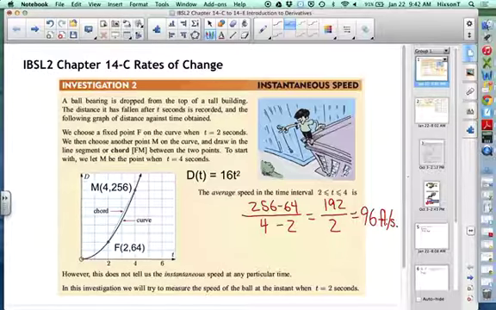Now, the challenge here is, notice this does not tell us the instantaneous speed. In other words, let's say it hit the ground after 4 seconds. How fast was it actually traveling? Would it have been traveling fast enough to put a crack in the concrete? Which actually, if you drop it from high enough, it would.